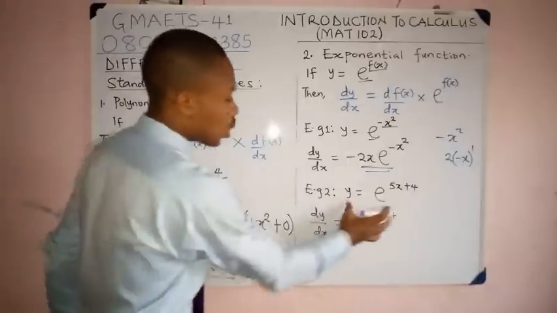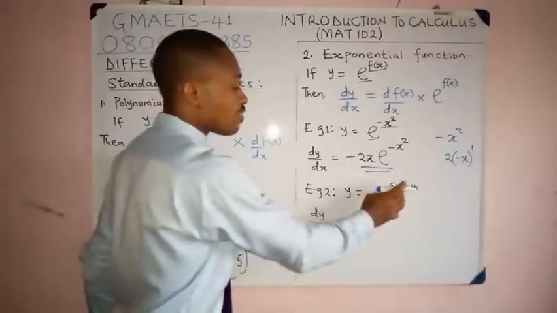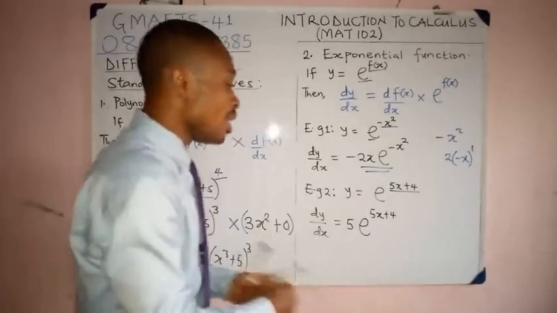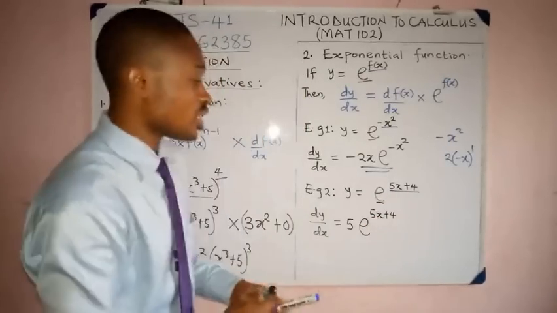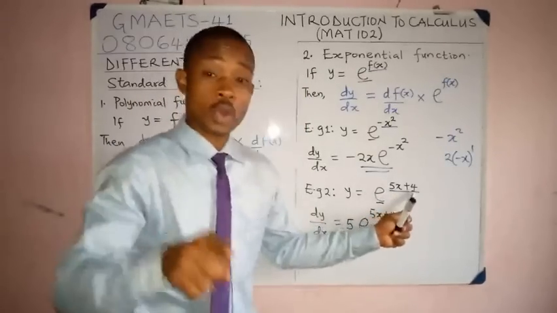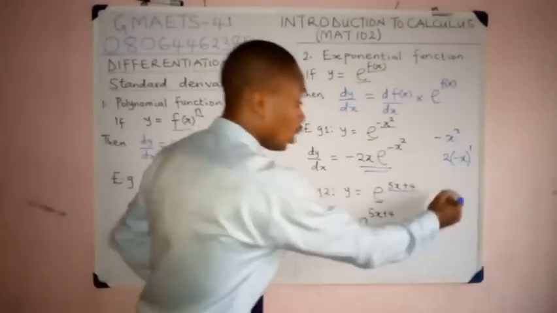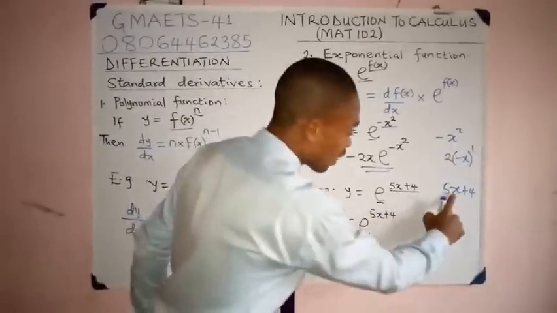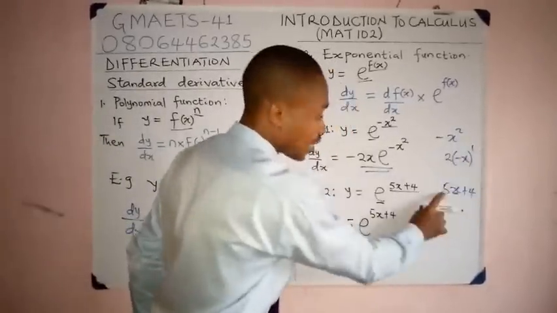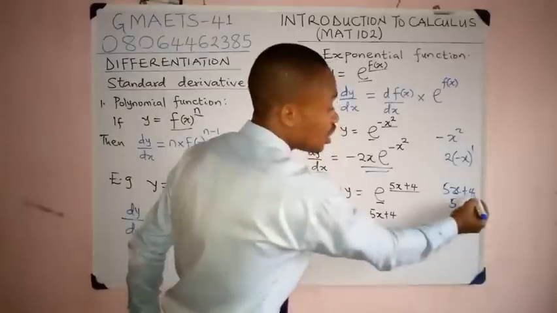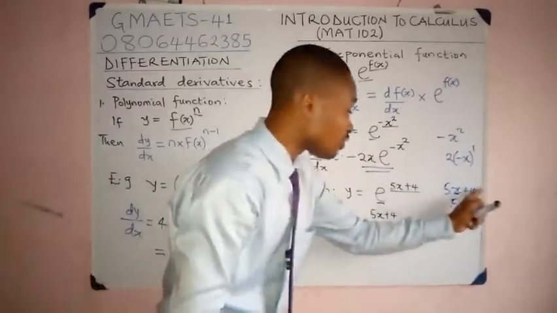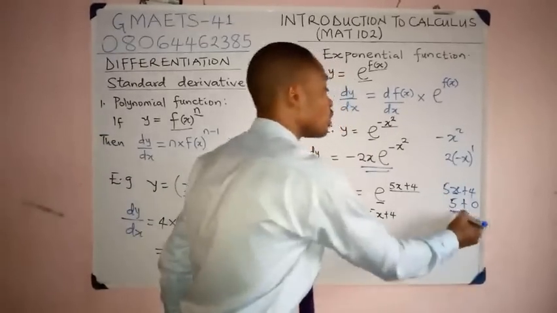Now let's quickly look at this one. y equal to exponential 5x plus 4. It's still the same thing. Our minor is this, and our major is this exponential. So differentiate the minor, 5x plus 4. Remember that 5x plus 4 is a polynomial function. Differentiate this 5x: if you differentiate x alone, you get 1 times this 5, you have your 5. If you differentiate this 4, it is a constant, you get 0. So the derivative of the minor function 5x plus 4 will give us 5.